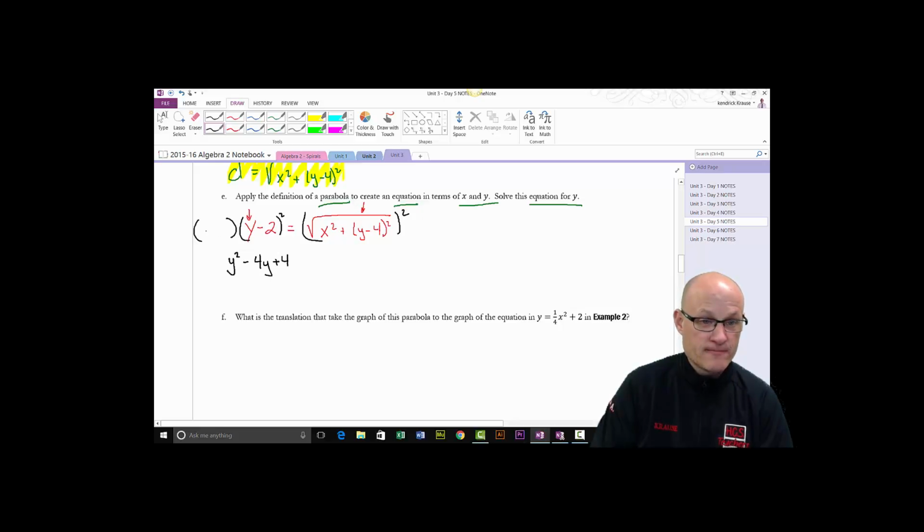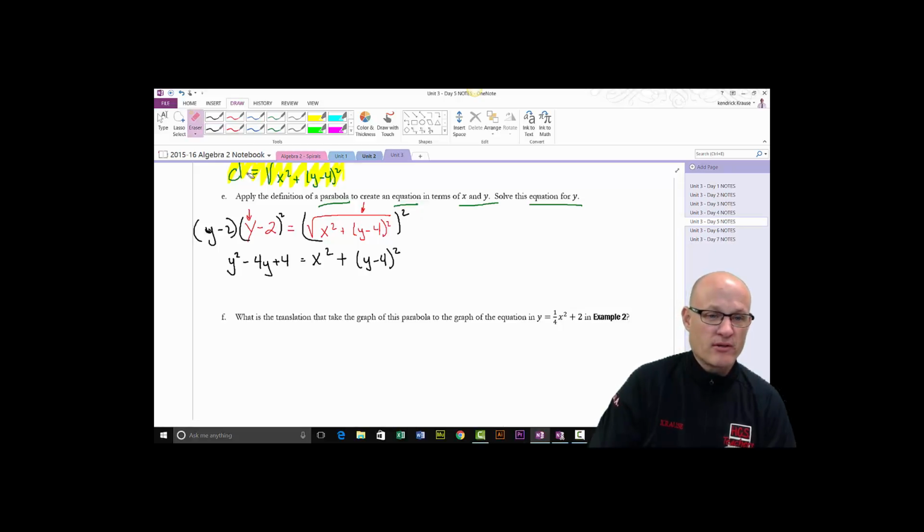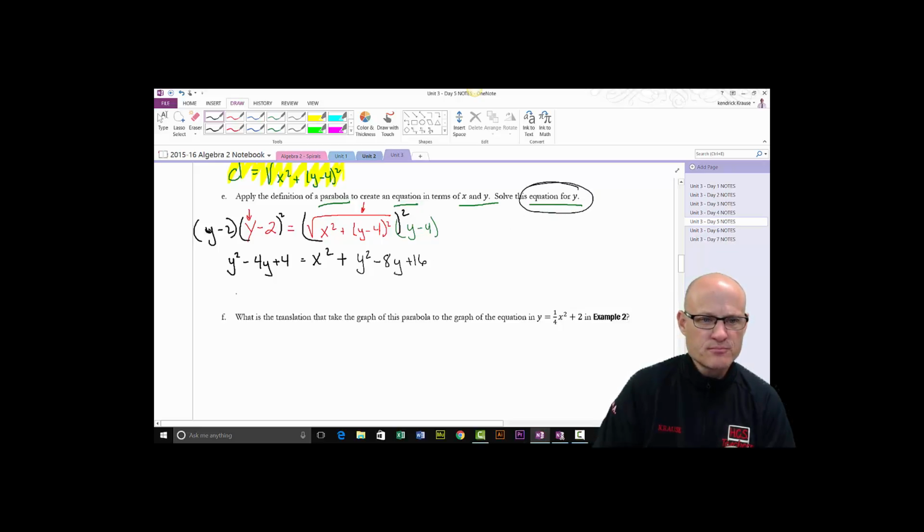Now remember, you're writing it twice and double distributing. Is equal to x squared plus, wait a second, y minus 4 squared. But maybe I don't like that y minus 4 squared, because I really know that y minus 4 squared is really y minus 4 times y minus 4. So that is just y squared minus 8y plus 16. All right, now the equation, solve for y. Well, the cool thing is these things go. That's nice.